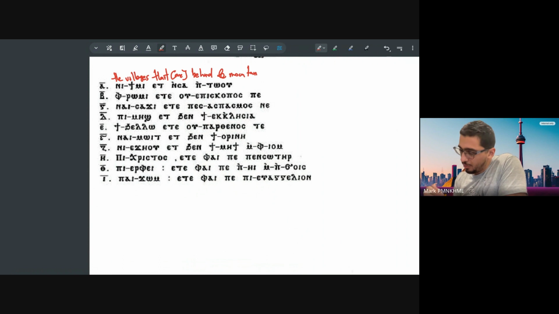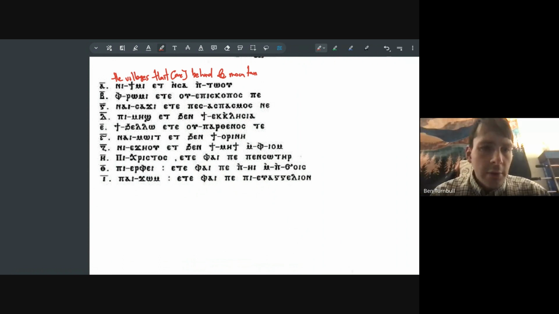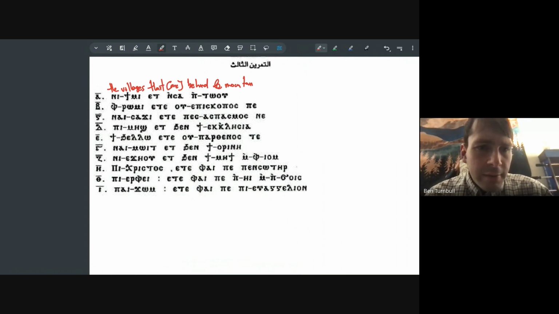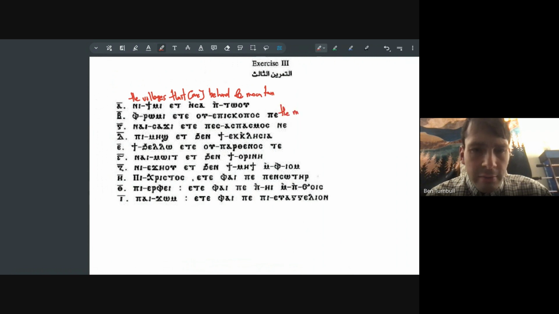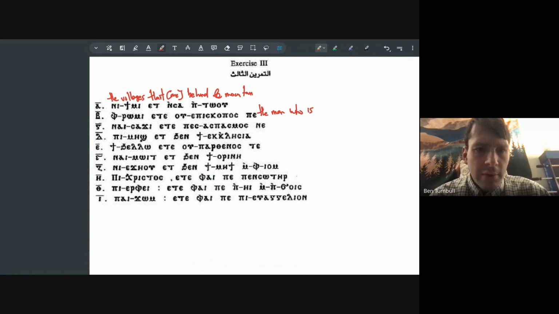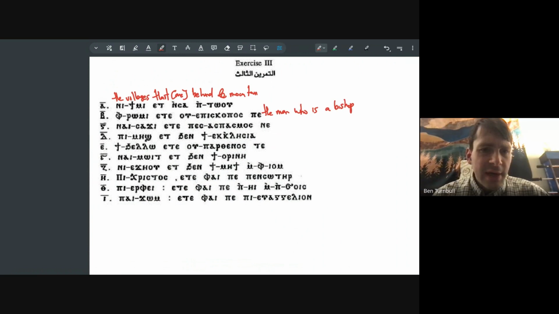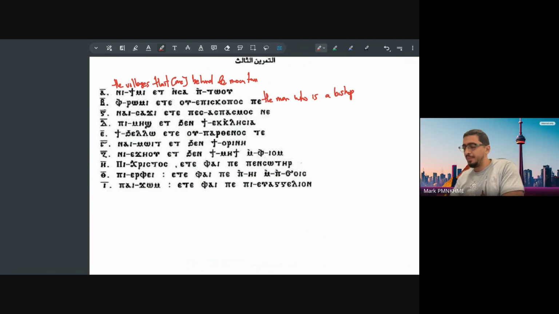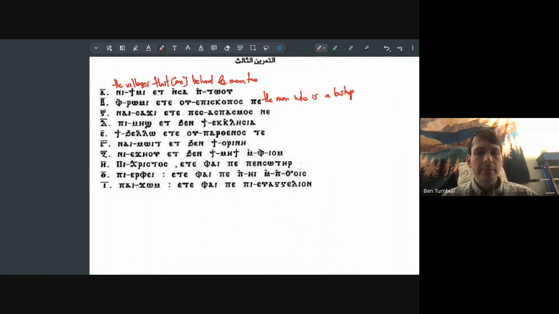Ben, give us the next four. Okay. Paromi et u episkopos pe. So the man who is a bishop. Who is? Or a bishop. Yeah. And is there a difference between et and ete? Forgetting that. It literally just depends on what comes after. Ete is just a longer version of et, a short version. So usually et will come attached to what comes after.